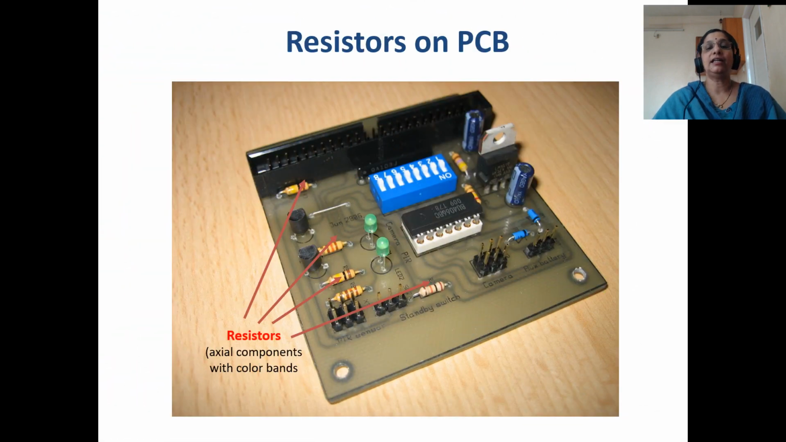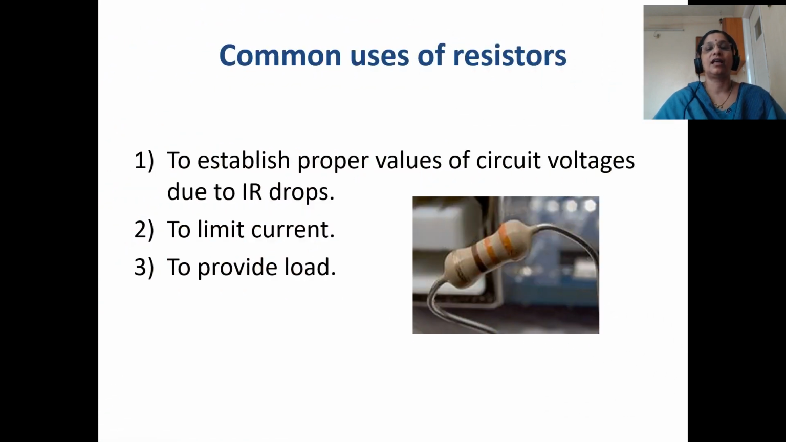This shows an example of a circuit in which there are resistors, and gives us an idea of how resistors look on a circuit board. Resistors are used for establishing proper voltages in the circuit. They are used as current limiting resistors and they are also used as load resistors.